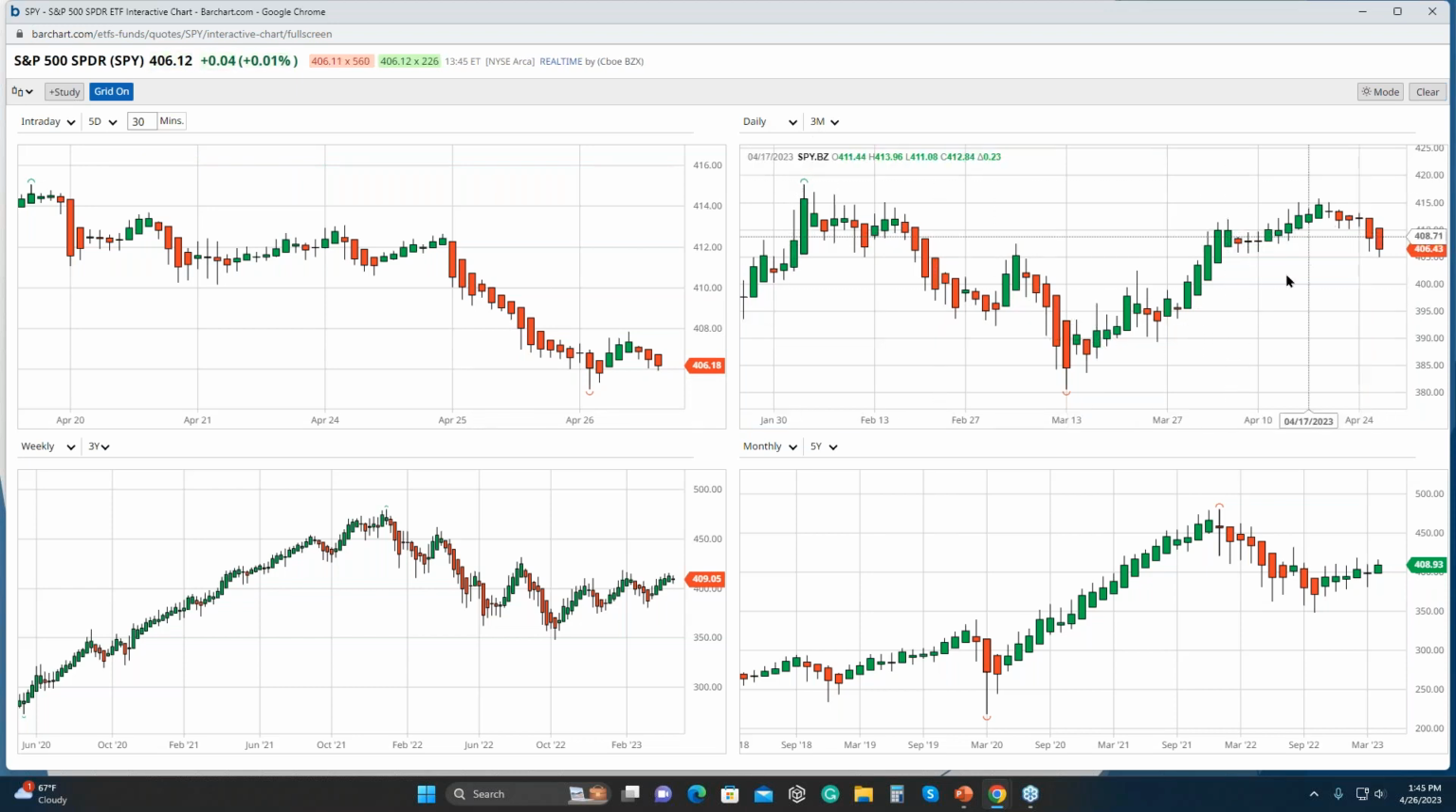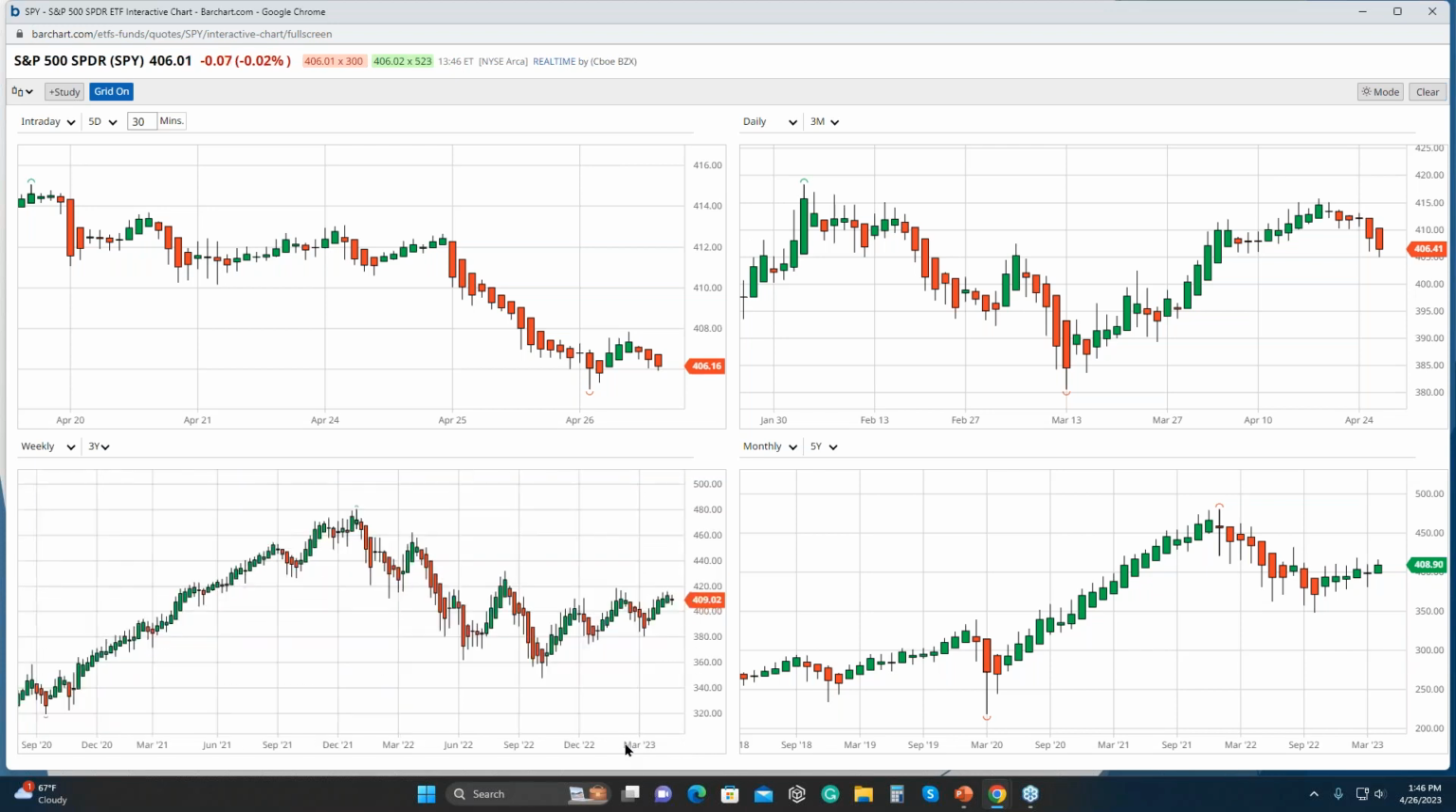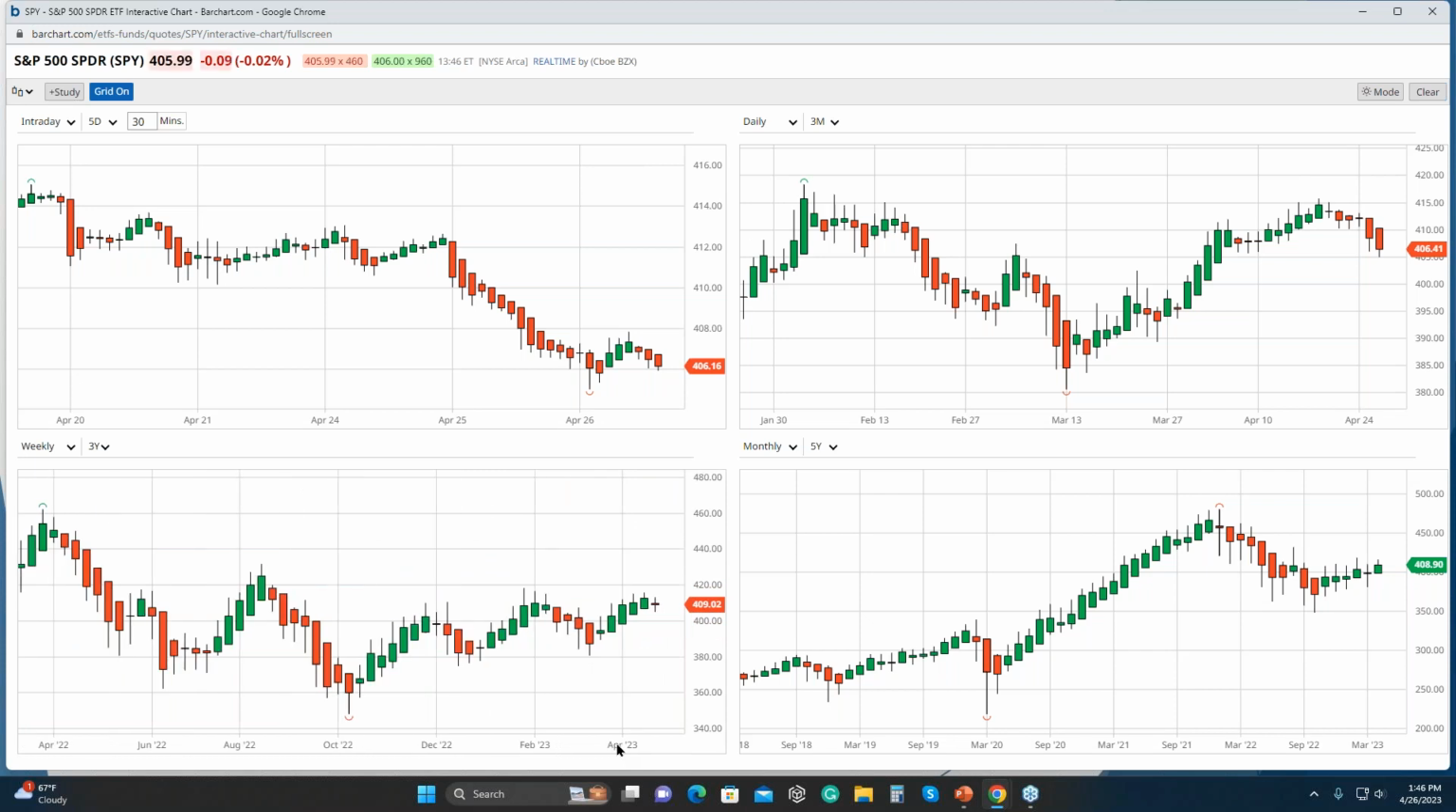Here's a daily chart over a 3-month period. And what do we see here? Well, we see that clear downtrend signal. Here's a weekly chart. And the weekly chart here, well, it's a bit of both. It's a little bit uptrend, it's a little bit downtrend. And right now we have a weekly doji. So that's telling us the market is indecisive.